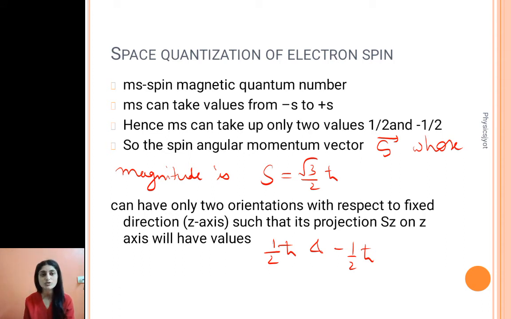So here we are going to define m_s. Similar to m_l, we have m_s, which is the spin magnetic quantum number, and it can take values from minus S to plus S, similar to m_l, where it takes values from minus L to plus L. And here, as we have a fixed value of S equal to 1/2, m_s can have either 1/2 or minus 1/2. So the spin angular momentum will be (√3/2) ħ. Here, the spin angular momentum will have only two orientations, one corresponding to spin 1/2, another corresponding to spin minus 1/2, that is, (1/2)ħ and minus (1/2)ħ.